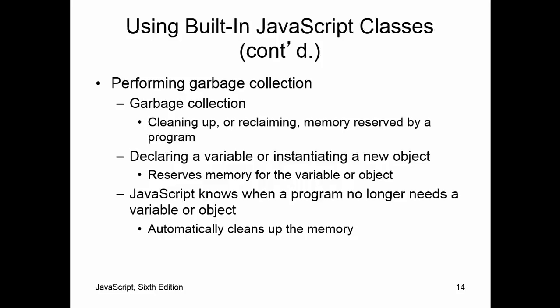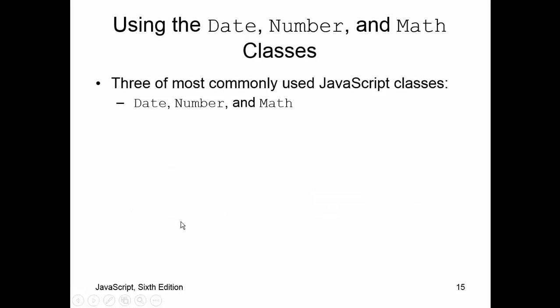Now it says JavaScript knows when a program no longer needs a variable or object, and it automatically cleans up memory. There's no one that I know of that can tell you exactly how that works, because since it works under the guise of the operating system, it's just something that happens.